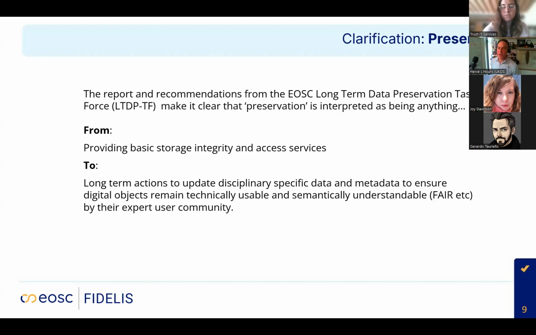In terms of preservation, previous experience and the report and the recommendations from the EOSC Long-Term Data Preservation Task Force made it clear that preservation is interpreted as being anything from providing basic storage and integrity and access to full long-term actions to update disciplinary specific data or metadata to ensure digital objects remain technically usable and semantically understandable, FAIR, etc., by their expert user community. There's a huge range of interpretations.